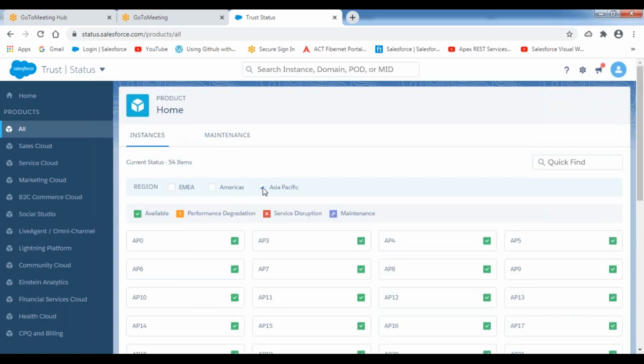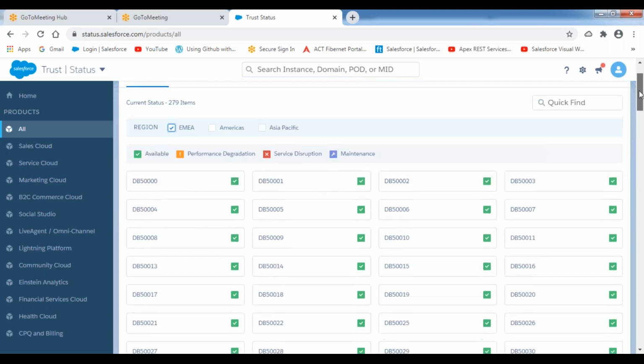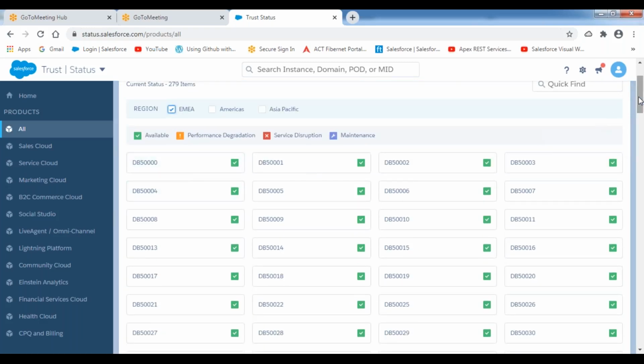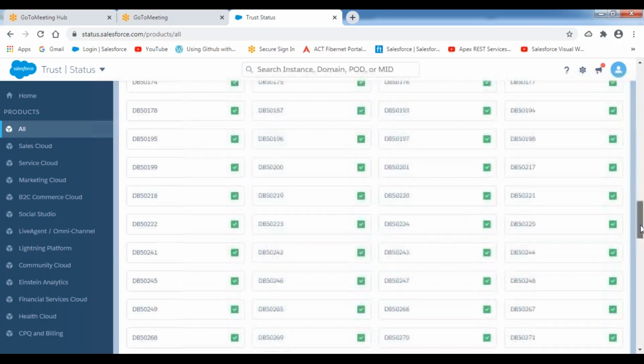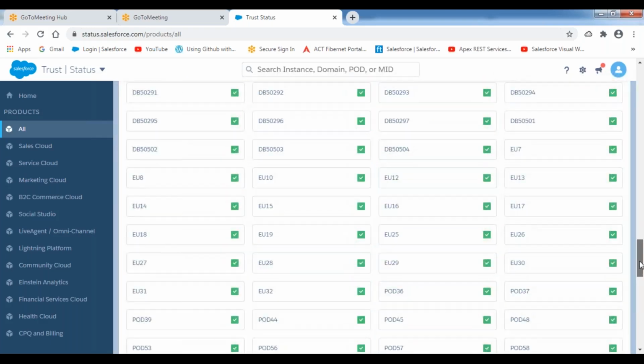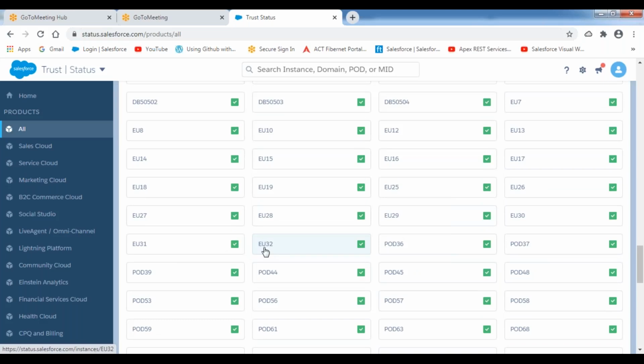If you want to see only the Europe related, unselect this Asia Pacific region checkbox, select that EMEA. Only the EMEA related, nothing but Europe related servers we can verify. So these are the database servers, DB servers available here. Now we can verify the Europe region servers, starting with the EU0. Now it is indicating EU7, 8, 10, 12, like that we are having up to EU32. Totally 33 servers are available in the Europe region.